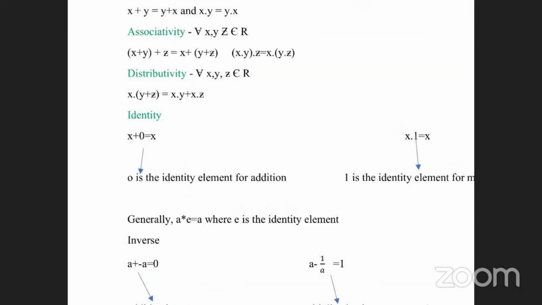Right? Every operation has an identity. Identity means when you add it to that value, you'll get back the original value. So x plus 0 will give you x. 0 is called the additive identity. What is the multiplicative identity? 1, right? So the multiplicative identity is 1.